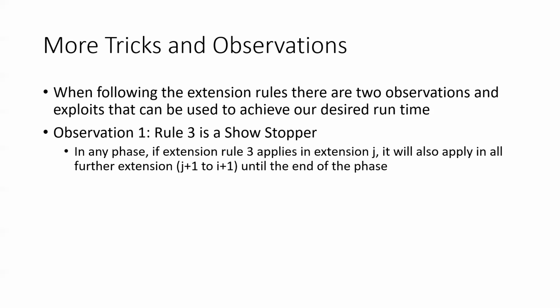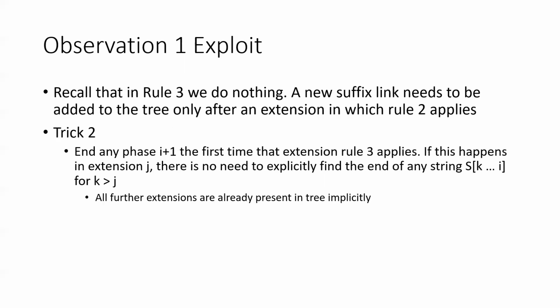So if we remember what rule 3 says, the path labeled J through I in the current tree must continue with the character S(i+1), right? So rule 3 says it's already in the tree, so you don't have to do anything. And so the path labeled J plus 1 through I also has to be in the tree, just based on rule 3. Therefore, rule 3 is going to apply to extensions J plus 1, J plus 2, all the way to the I plus 1 extension, right? And again, this is saying that we really don't need to do anything, right?